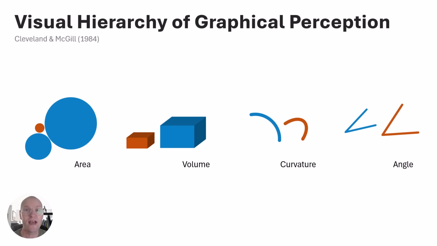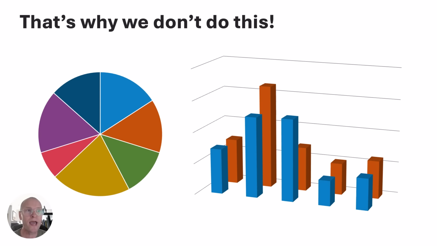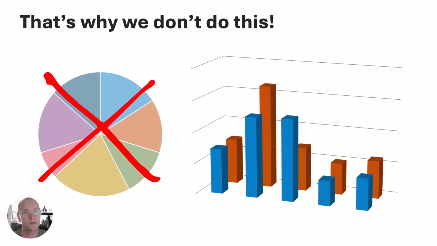This is a really vast oversimplification, but basically things like area, volume, curvature, angle, these are things that we might use to encode data visually, but they are more difficult for people to estimate and perceive, which is why people in data viz world don't like things like pie charts with lots of slices, because pie charts encode data through angle and through area, so we don't really want to do that.